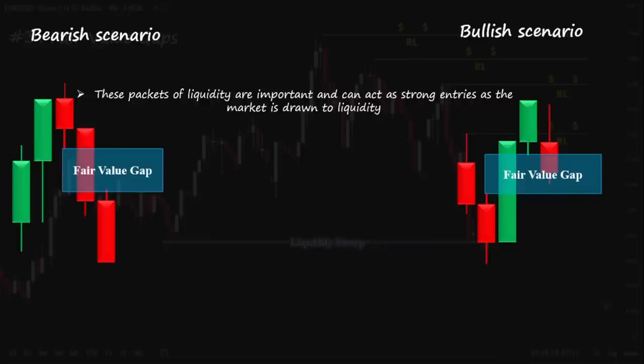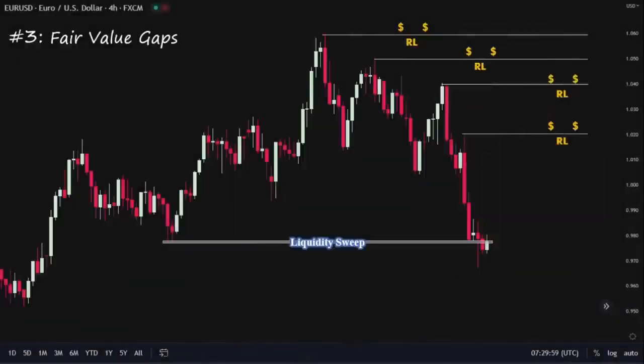These packets of liquidity are important and can act as strong entries, as the market is drawn to liquidity, which means, when price is planning to move downward, it wants to sweep the potential liquidity zones above it. Thus, FVGs are great areas where the price may rise, and after testing them, may continue bearish with even more strength. So, let's get into the price chart and spot the fair value gaps on our chart.